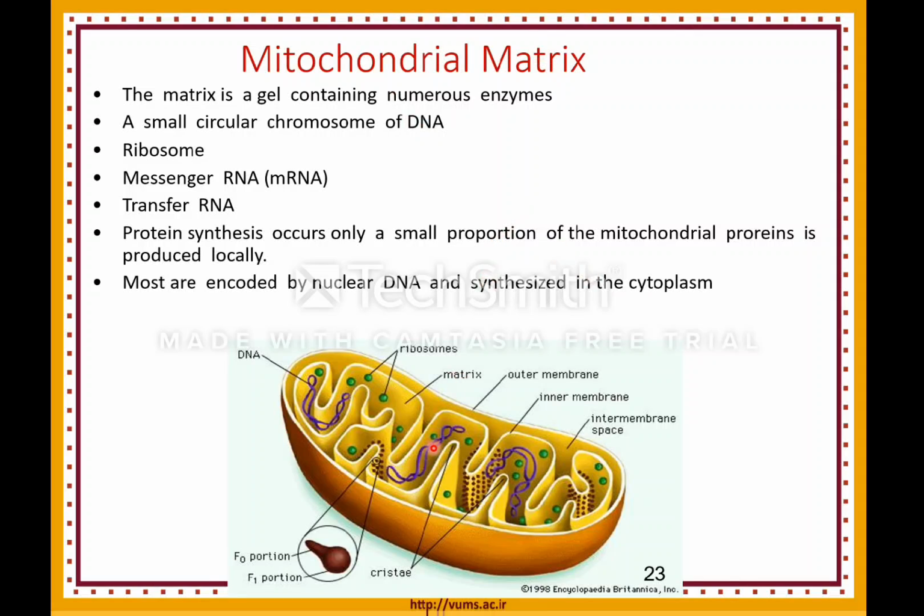The mitochondrial matrix, located inside the inner membrane, is a gel containing numerous enzymes and also DNA, ribosomes, messenger RNA and transfer RNA, so a little amount of protein synthesis occurs in the small population of mitochondria. But most of the DNA, RNA, and protein of the mitochondria are synthesized in the cytoplasm and after that transferred to the mitochondria.